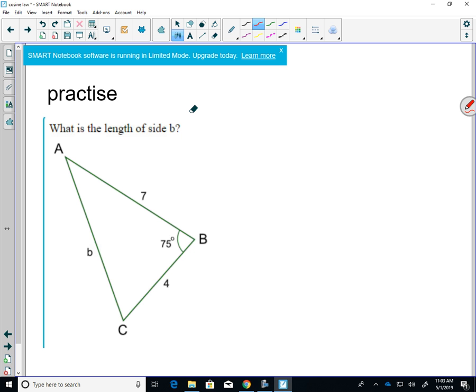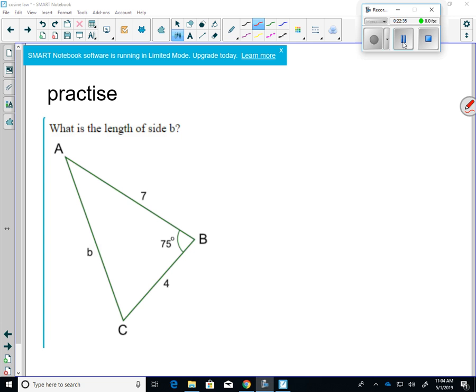How about you guys try the practice once? I'm going to do the answer here. You guys try this one on your own. Try practice. Try this one right now, please, before the class ends.